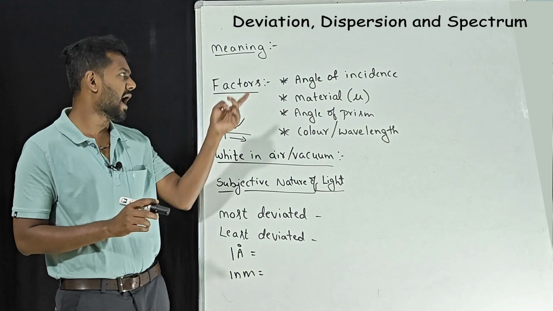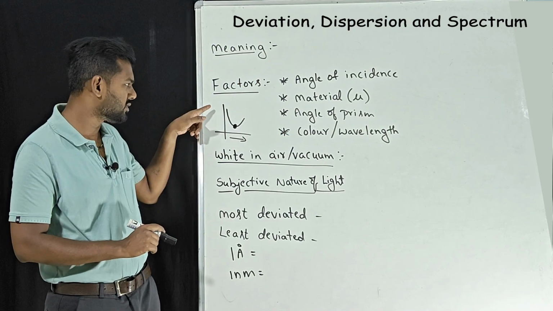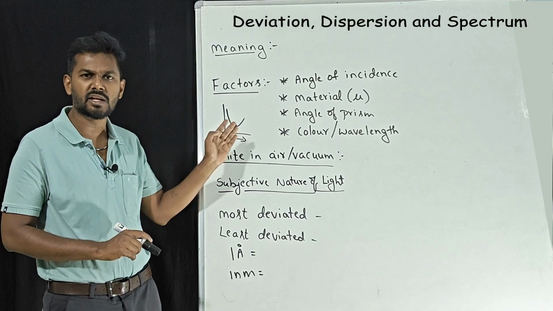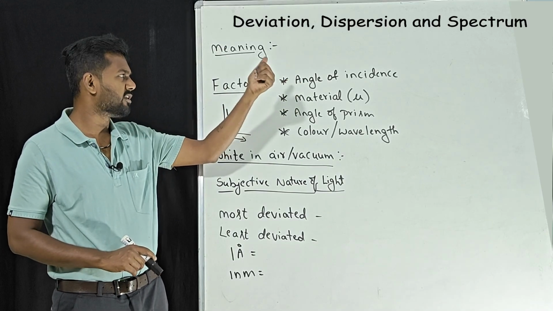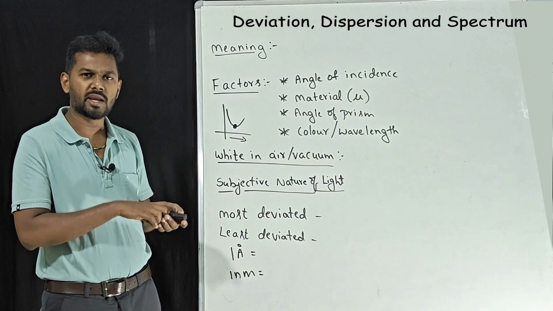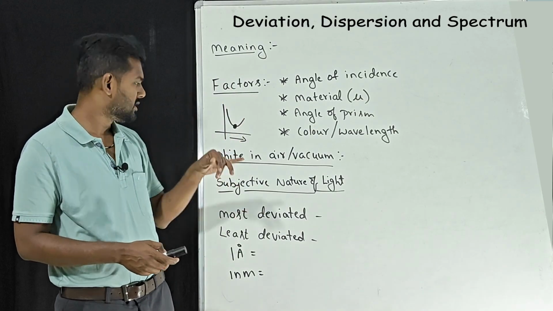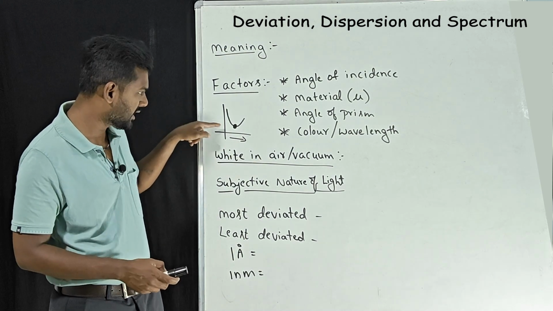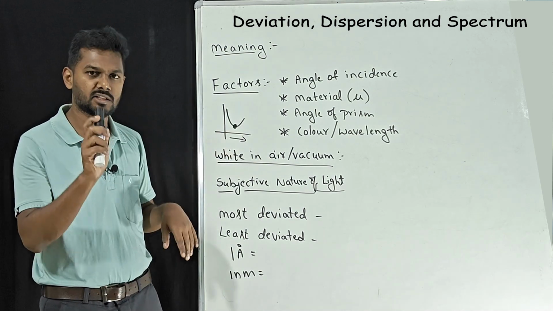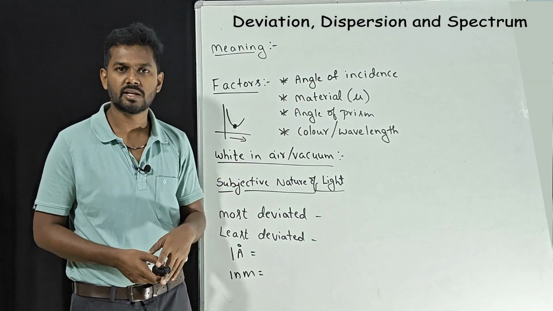So we cannot say angle of incidence is directly proportional to angle of deviation, because once it decreases, again it increases. So there is no direct relationship between angle of incidence and deviation. It keeps on increasing and decreasing. As the angle of incidence is increasing, deviation first decreases, then starts increasing. This you should know.